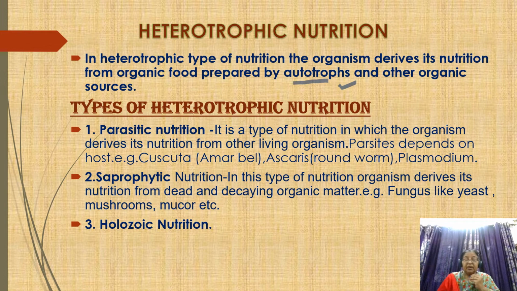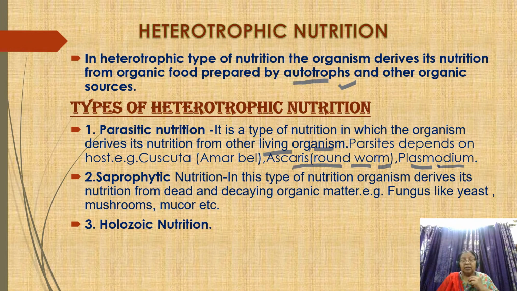First are parasites. Parasites are those which depend on a living host for their food. Cuscuta or Amarbale, you must have seen. Amarbale lives on a tree. Clear? Similarly, roundworms are worms found in the body of human beings. Children must have seen. Plasmodium is a malarial parasite. It lives inside the body of mosquitoes and human beings.